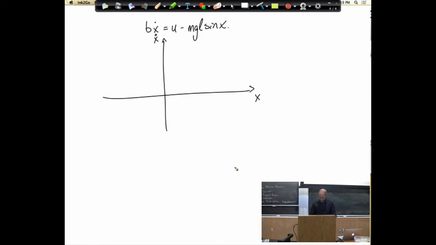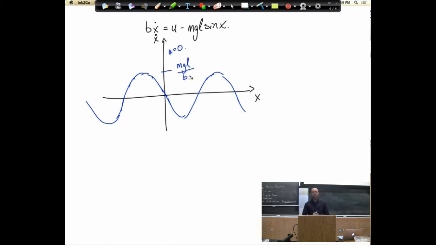See if I can make effective use of colors here. Let's just say U equals 0 first. I'll plot the U equals 0 case. And it's going to look like, well, negative sine, something like this. Apologies for lack of artistic ability. It's going to look something like that. That's a sine wave, negative sine. What's the height? Let's just get it right. The height is going to be MGL over B.